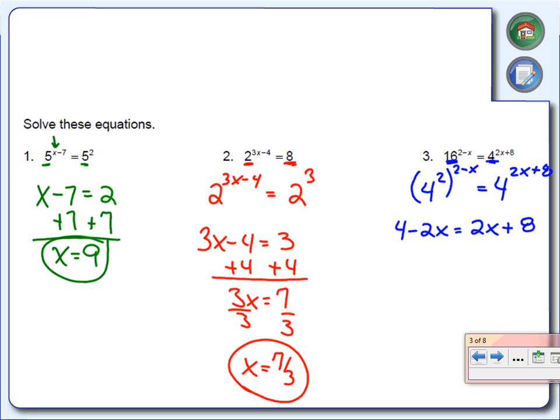All right, so there's the equation that we're working with. That's what we need to solve. So let's go ahead and solve it. I think what I'll do is subtract this 4 first. So that's negative 2x equals 2x plus 4. Now I'll go ahead and move the 2x over here to the left. Negative 2x minus 2x is a negative 4x.